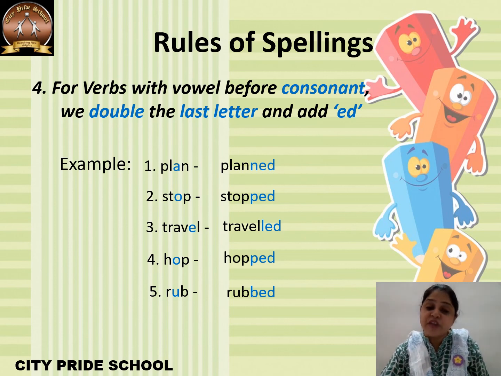Also in the verb fix, we have a vowel I and then we have X. So here also we have a vowel plus consonant X, and here also we don't double the last letter. Also in the verb show, here O is a vowel plus W is a consonant. So here also we don't double the last letter. We write it simply as showed. We just add ed. We don't double the last letter.